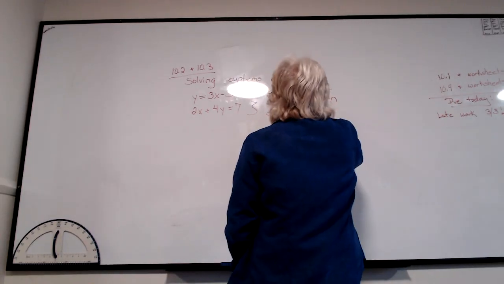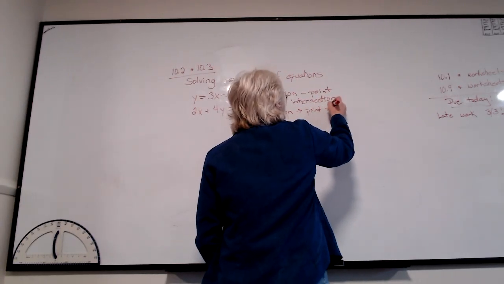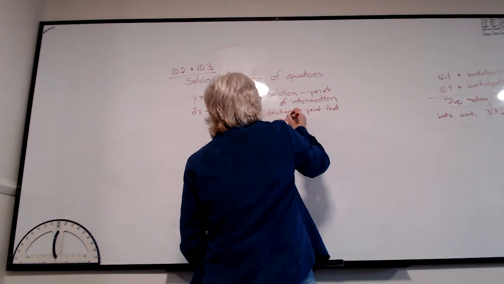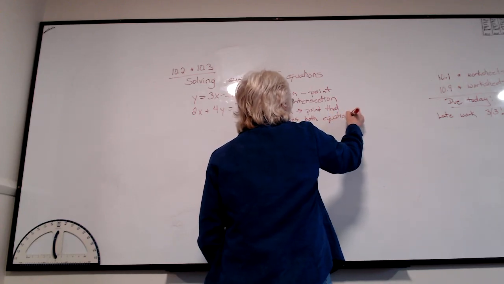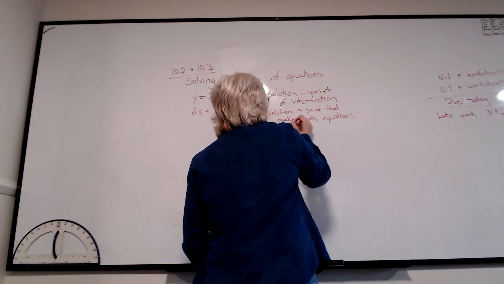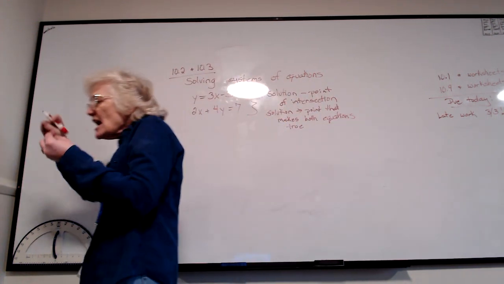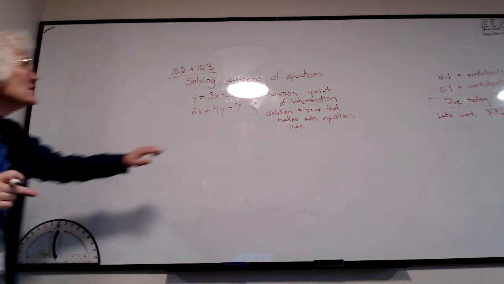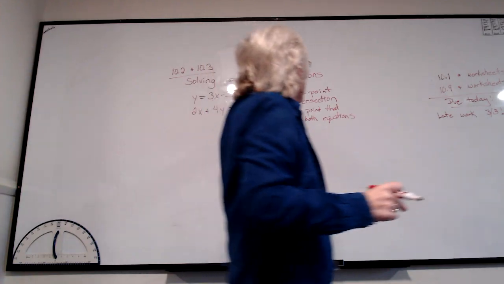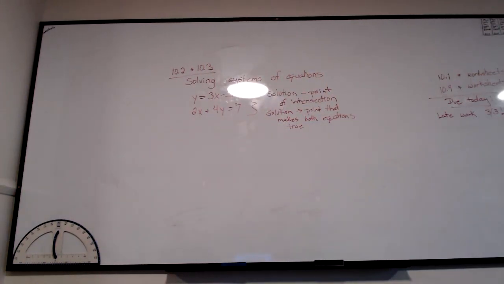So our solution is the point that makes both equations true. That's what a point of intersection is, because the line represents all the points that make that equation true. If we have two lines that represent two different sets of points, the ones where they intersect will make both of them true. So we can graph, find the point of intersection, and at that point we'll make both of them true.